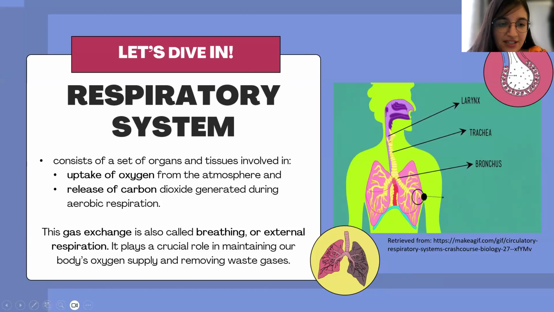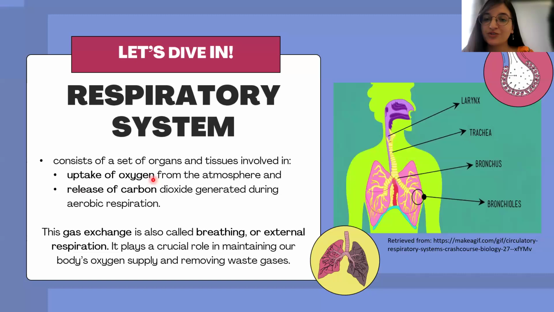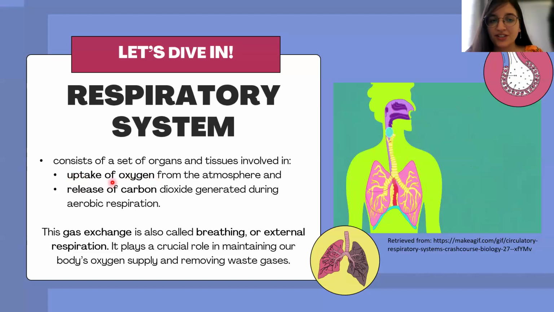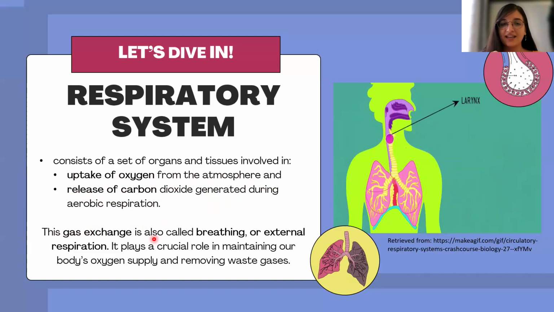So the respiratory system, let me pick my pointer again. The set of organs and tissues that are involved, right? They uptake oxygen from the atmosphere, from outside the body. I want you to pretend that you're the oxygen. So the oxygen will be taken in from the atmosphere, and the carbon dioxide from the body, the waste gases, will be released out during this respiration process. This gas exchange of taking the oxygen in and carbon dioxide out is called breathing or external respiration.